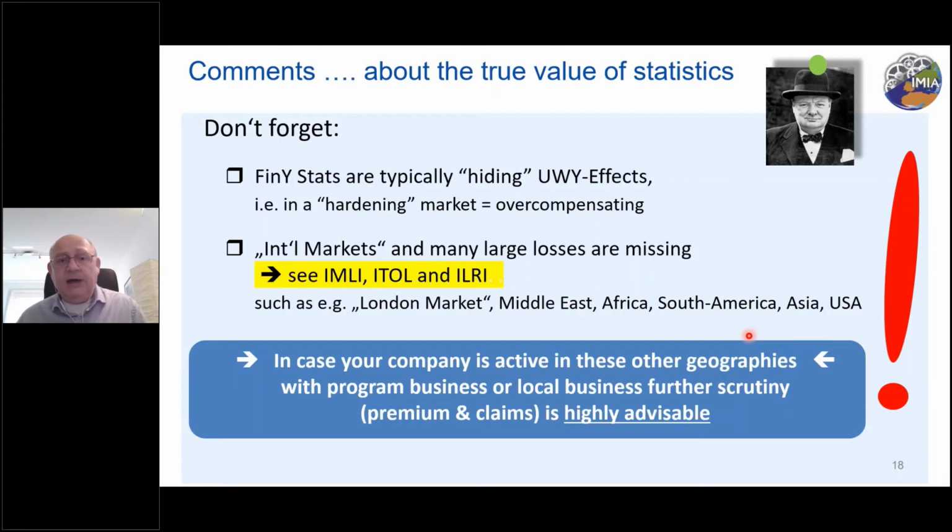And in particular, in a hardening market, there's some overcompensating of incoming premium compared to what's actually needed for the old years. And again, international markets, much more details to come with the IMIA mega loss index, IMIA type of loss index, and IMIA loss ratio index. And I guess there are also some elements of London market, Middle East, and South America integrated in these statistics, which gives us a bit better guidance of what is happening in the whole wide world.